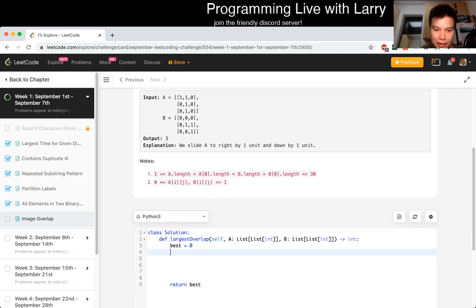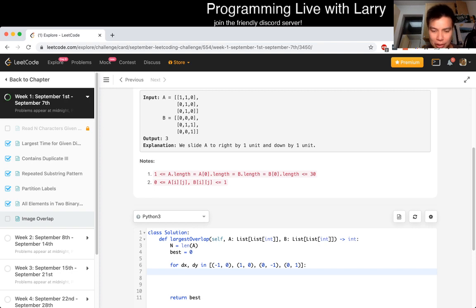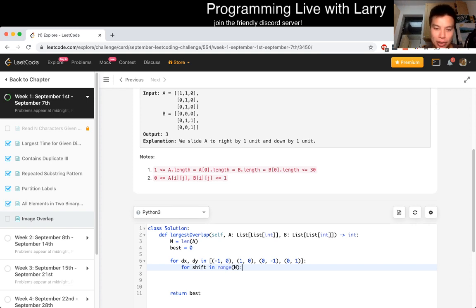Are all the lengths the same? So n is equal to, let's just do this then. And now we just have to do for dx in -1, 0, 1, so that we get all the possibilities of all the directions: up, down, left, right. And then for shift in range of n, because if you move more than n, then the two things will be completely overlapped, or not overlap at all, so you don't need to do that.